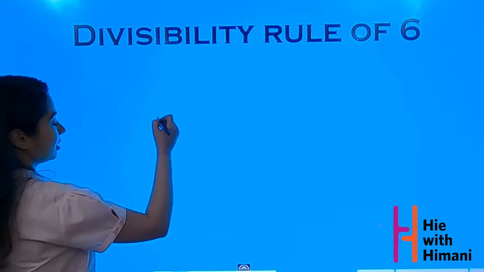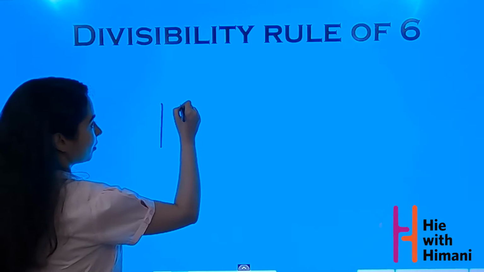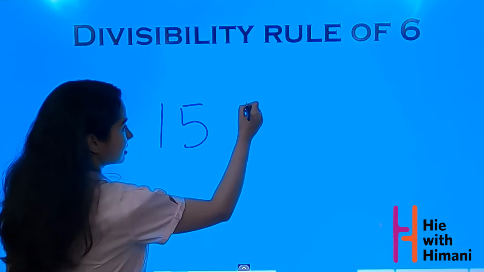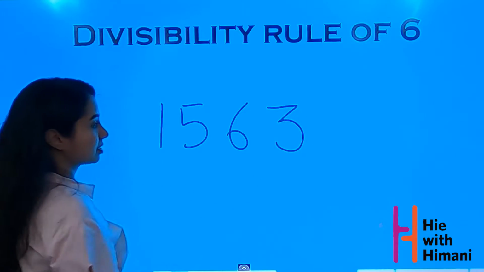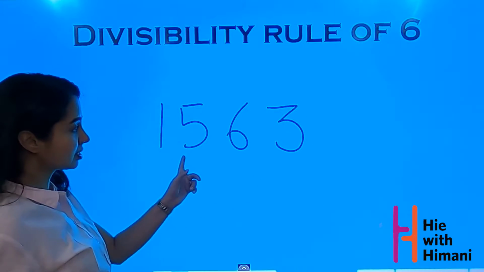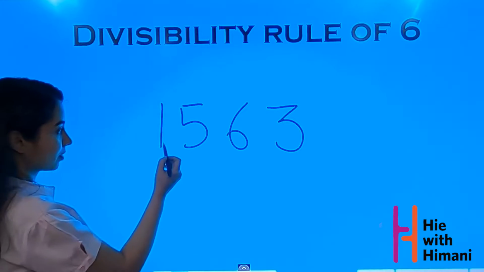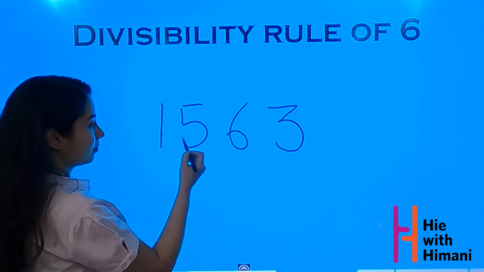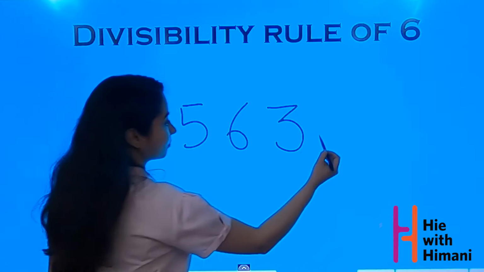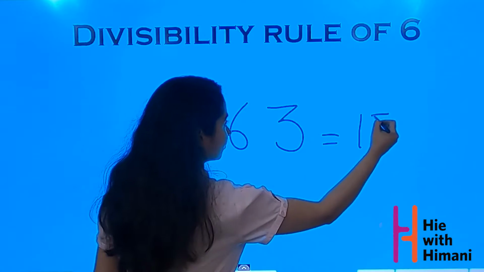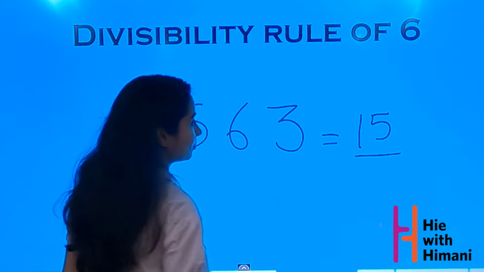So, for example, the number is 1563. If this is the number, if we add the digits, 1 plus 5 plus 6 plus 3, so this is 9, 10, 15. This number, 15, is divisible by 3.